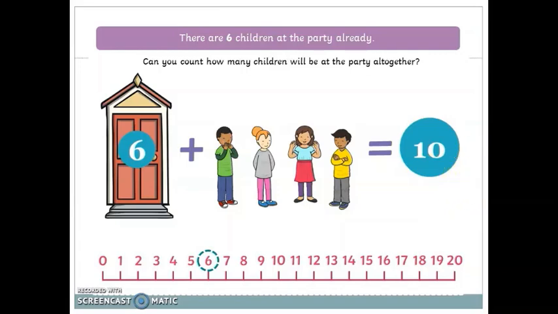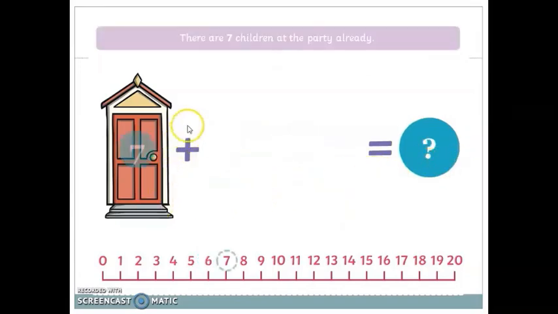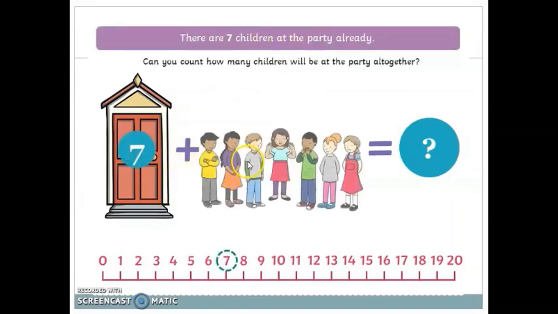Let's do another activity to do the recall. As you can see in front of you, again we have 7 children at the party and some more have arrived. Students, as you can see, there are more children in front of you. Would you like to count? 1, 2, 3, 4, 5, 6, 7.